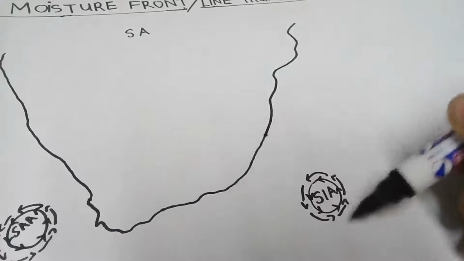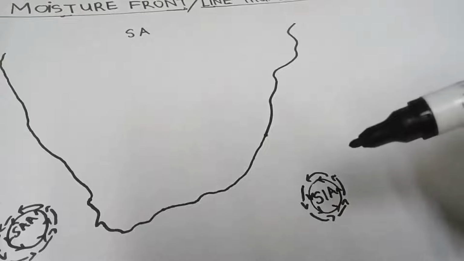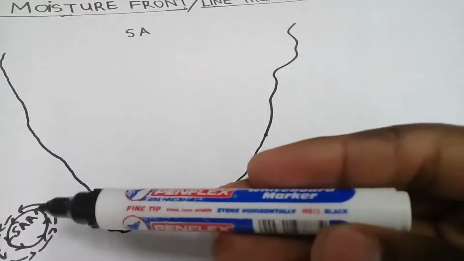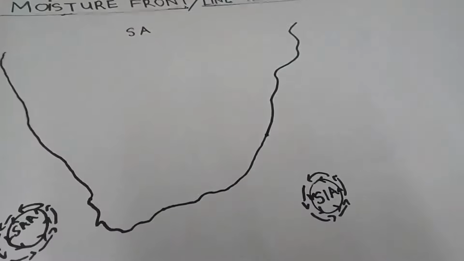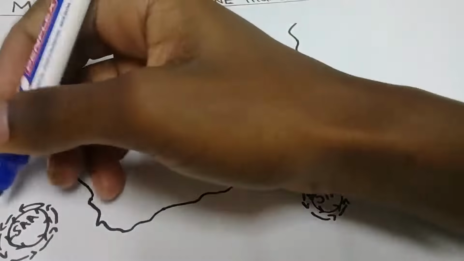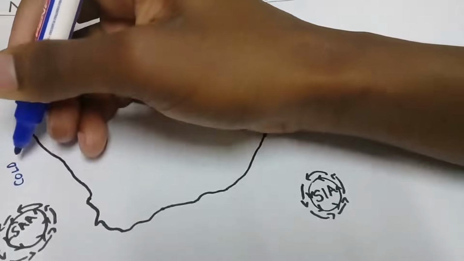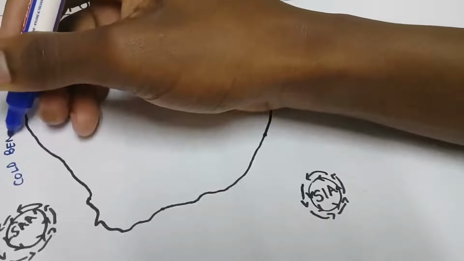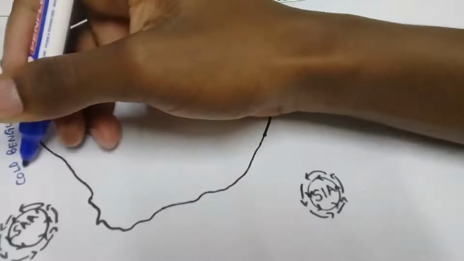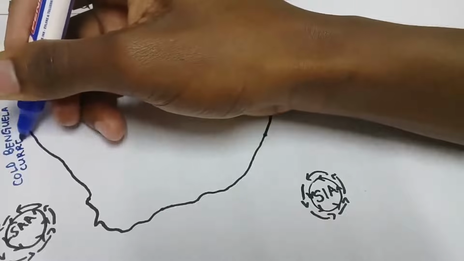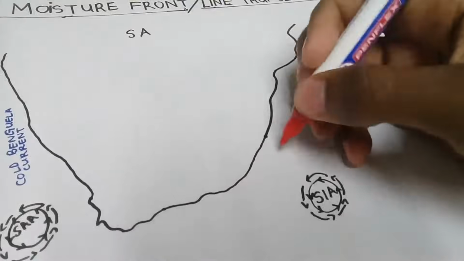So you can see they move in an anti-clockwise direction along these two different types of ocean in terms of the temperature. This is the warm ocean, and this is the very, very cold ocean. This side, a cold Benguela current. Let me just write it here. The cold Benguela current. On this side, we have a warm Mozambique current on the South Indian Anticyclone.